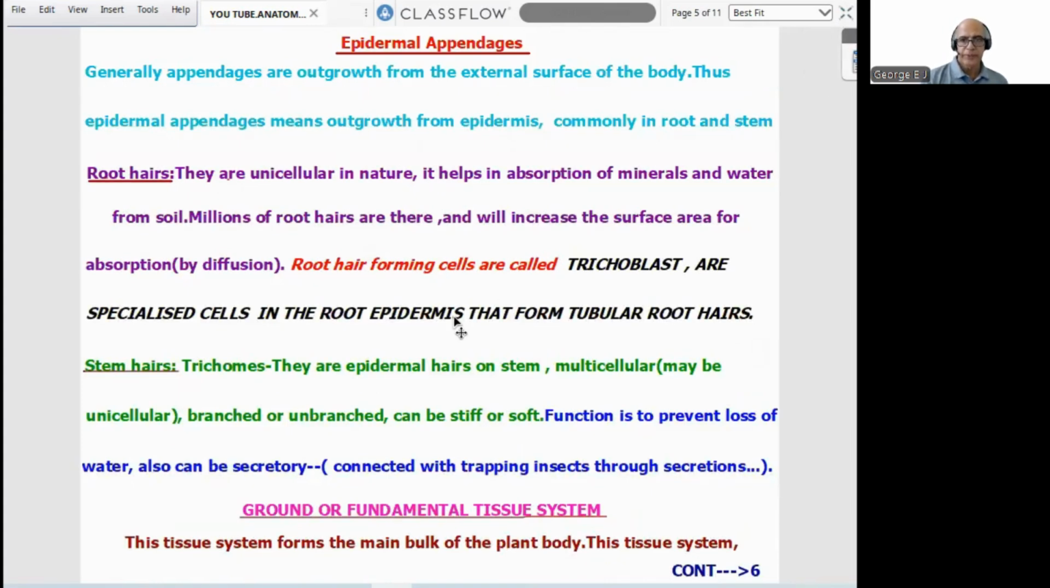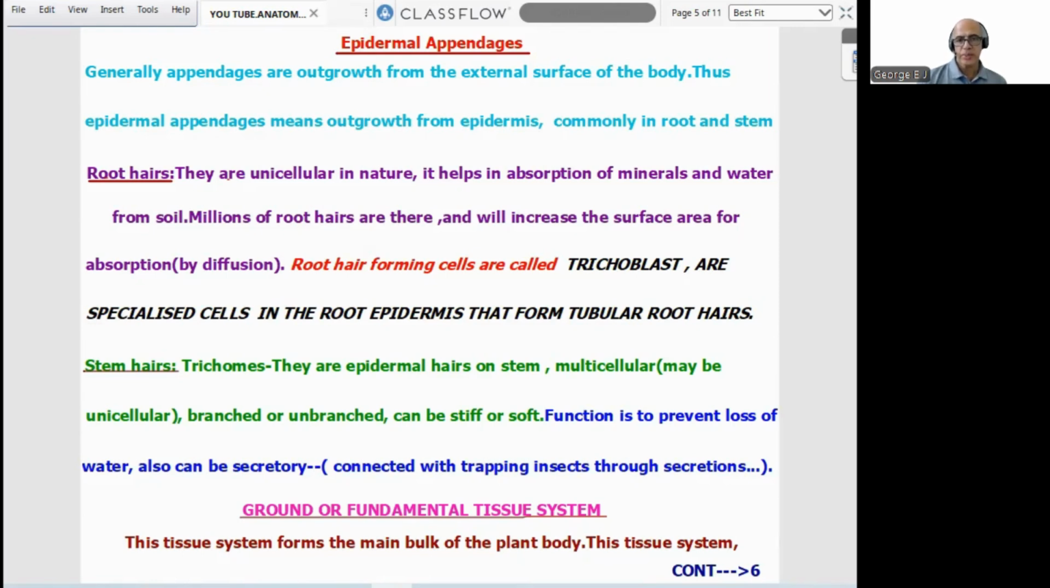Generally, appendages are outgrowths from the external surface of the body. Thus, epidermal appendages means outgrowths from epidermis, commonly in root and stem. Now, in root, it is root hairs. Root hairs are unicellular. They help in the absorption of minerals and water from soil. Millions of root hairs will be there, and they increase the surface area for absorption, mainly by diffusion.